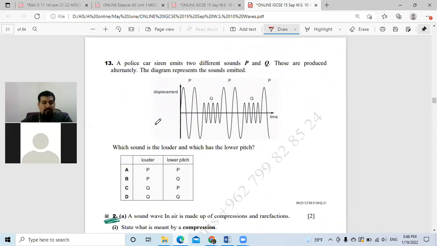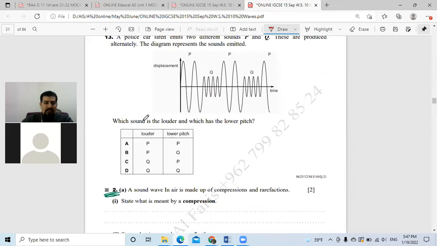Number 13. A police car siren emits two different sounds, P and Q. These are produced alternately. The diagram represents the two sounds emitted. Which sound is louder, and which has a lower pitch?